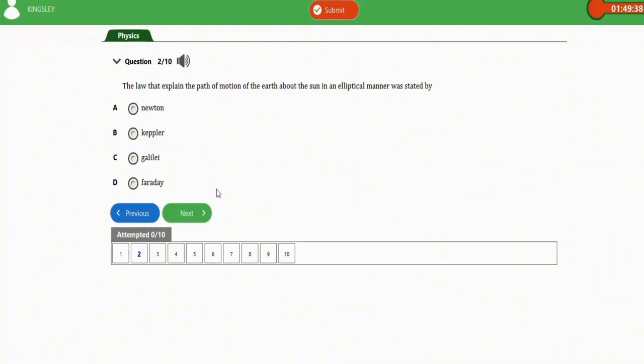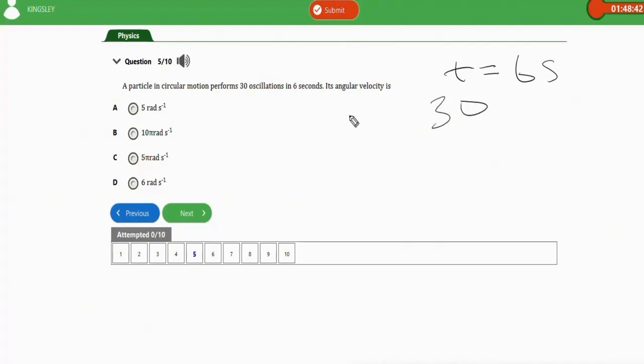So let's go to the next repeated question. It says a particle in a circular motion performs 30 oscillations in 6 seconds. Its angular velocity is what? So for this particular question, let's write down the parameters. We have the time to be 6 seconds, and we also have a particle in a circular motion performs 30 oscillations. So we have number of oscillations to be 30.